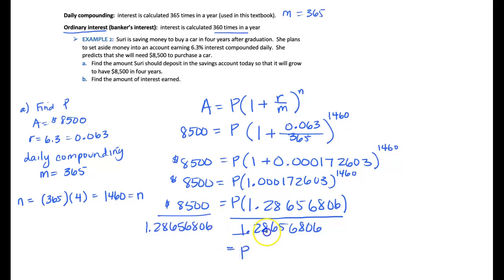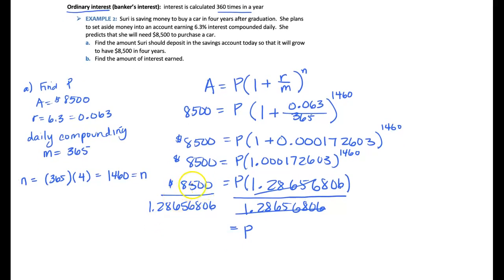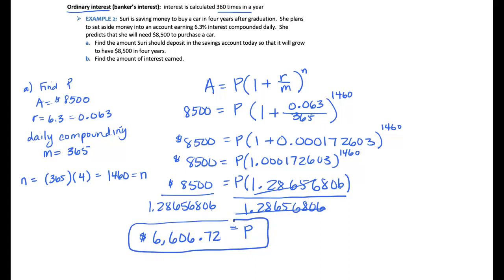Notice that I'm keeping as many decimals as I can until the final stage. I'm going to take 8,500 divided by the decimal we just found, 1.28656806, and I get, rounded to the nearest penny, so 2 decimal places, $6,606.72 is the principal. That's the amount that needs to be deposited now to accumulate to $8,500 in 4 years' time.